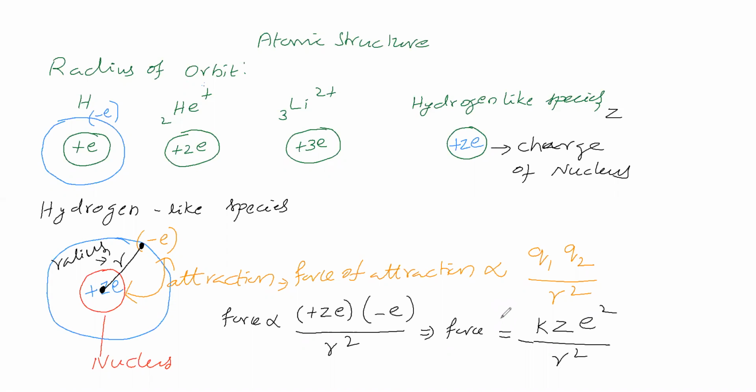Is there any relation? Shall we say centripetal force is equal to inward force? Inward force means the nucleus is attracting the electron. So centripetal force is equal to minus k z e square by r square, or centripetal force will have some value. Because we said for this electron centripetal force is equal to centrifugal force, with opposite sign.